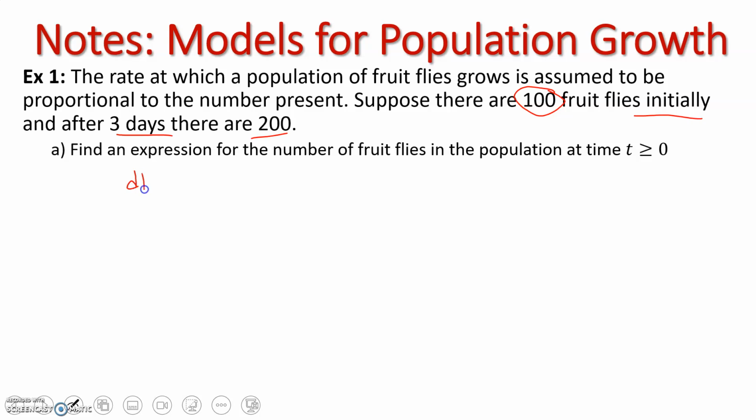Okay, so we know that dP/dt is some constant times P. Note this is always true for population growth. We would like to solve this equation for a particular solution. So let's move the P to the left-hand side. So we have 1 over P dP is k dt.